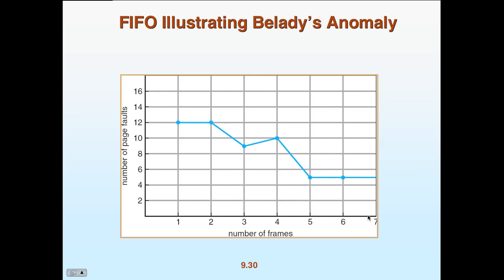And then here's our number of frames. As our number of frames goes bigger, our number of page faults go down. So we have that sort of average curve that happens, and we're going to have essentially the same type of graph for each one of these algorithms.